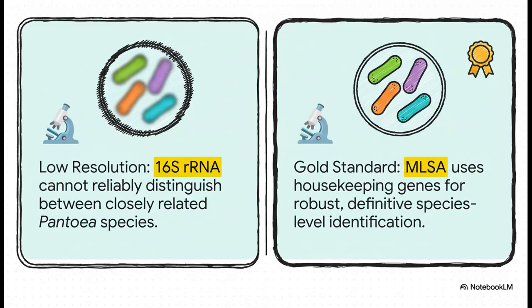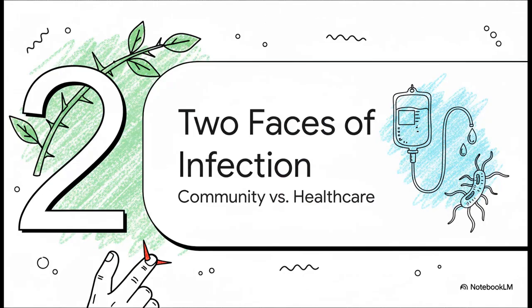So here's the bottom line for identification. Your standard 16S sequencing just isn't going to cut it for Pantoea. It simply can't reliably tell the difference between Pantoea agglomerans and its very close relatives. For definitive, rock-solid ID that you can trust for clinical work or an outbreak investigation, you absolutely need to use multi-locus sequence analysis, or MLSA. That's the gold standard.